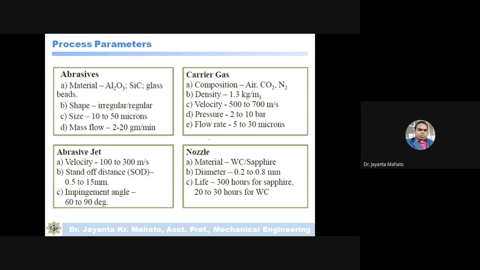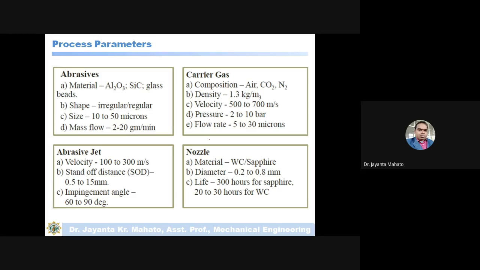So these are different process parameters. You can change these parameters according to the material removal rate. So how much material removal rate do you want? Means, how much material removal is needed. According to that, these parameters, like abrasive size, abrasive flow rate, and abrasive material, what type of abrasive particle material I will use, at what flow rate I will maintain the abrasive particles, and what size I will take.